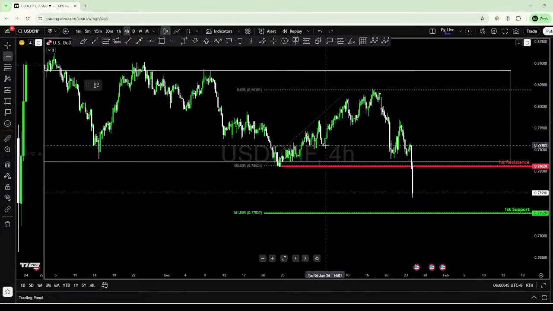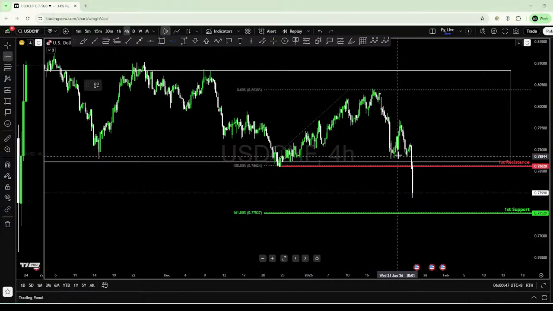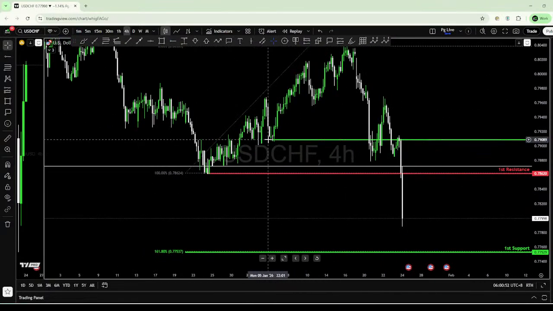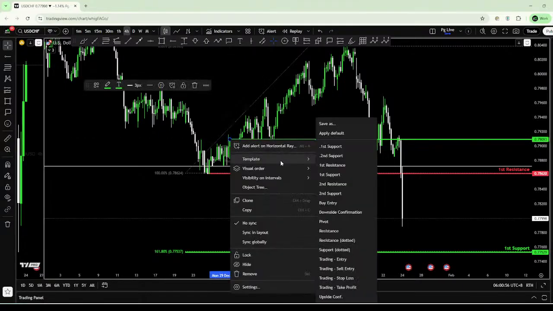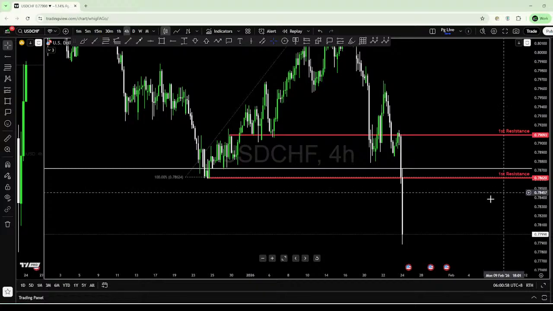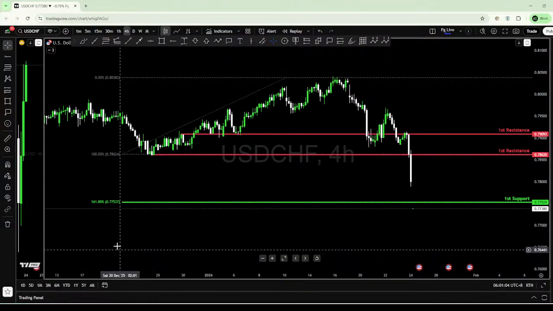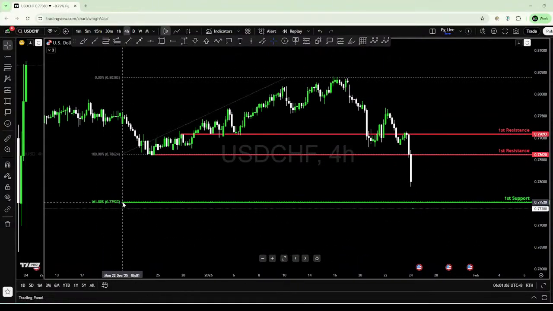First resistance at the pullback, second resistance is somewhere around here, second resistance level. They break out of the box, okay? So the resistance there, support here.